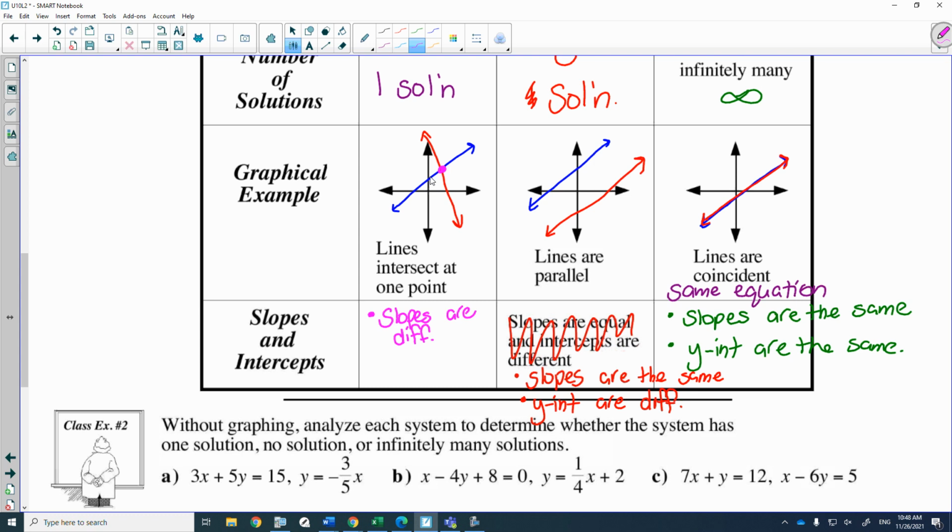There is actually an example where you could have one solution and the same y-intercept, and what that would look like. And you don't need to know this, right? You just need to know that one solution is different slopes. Here's the example. Yeah, it would cross right. They would have the exact same intercept here, right? So you don't need to know that. This just has different slopes. There is one solution.